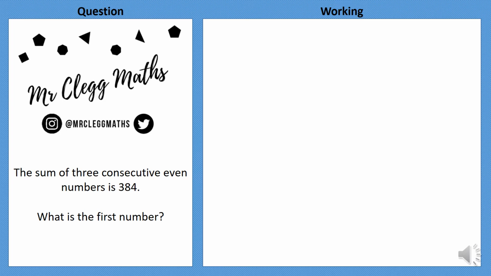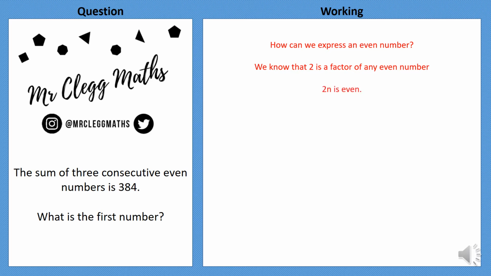So the first question we need to ask ourselves is, how can we express an even number? Well, we know that 2 is a factor of any even number. If you think about it, 2, 4, 6, 8, 10, 12, and so on, you're effectively just doing multiples of 2. So 2 is a factor of any even number. That means that 2 times anything, 2n, is always even, as long as n is an integer or a whole number.